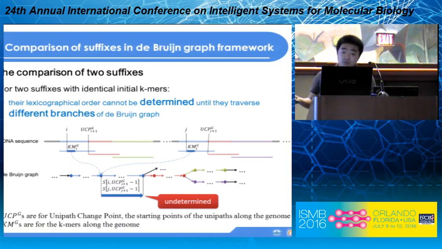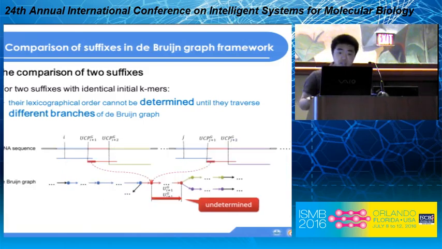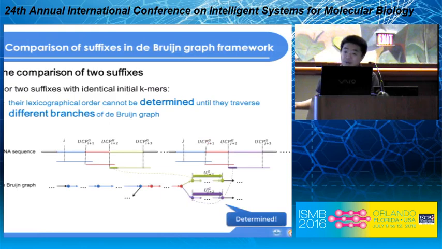For example, for the two suffixes starting at the blue vertex, their order cannot be determined by only considering the unipath the blue vertex is in. So we need to consider the next unipath, that is, whether the two suffixes go to different branches. In this case, they go to the same unipath, I mean the red one, so the comparison needs to go on. And at the end of the second unipath, the two suffixes go to different branches, in this case the green one and the purple one. This means that the next characters to be compared must be different, and their order can be determined.